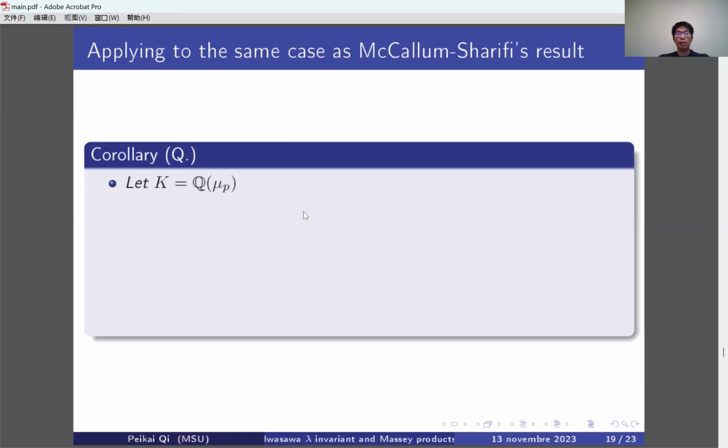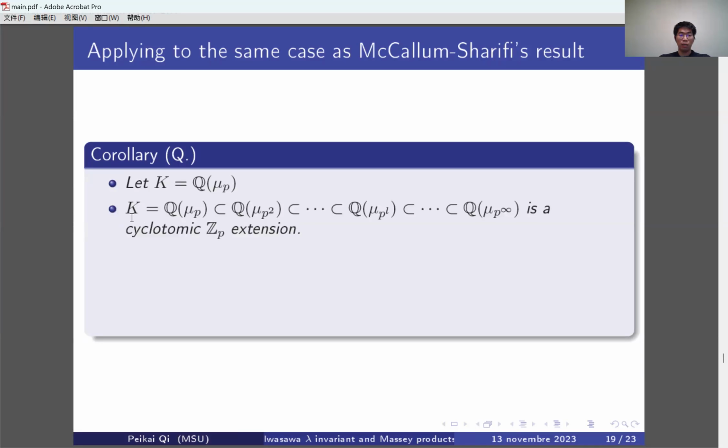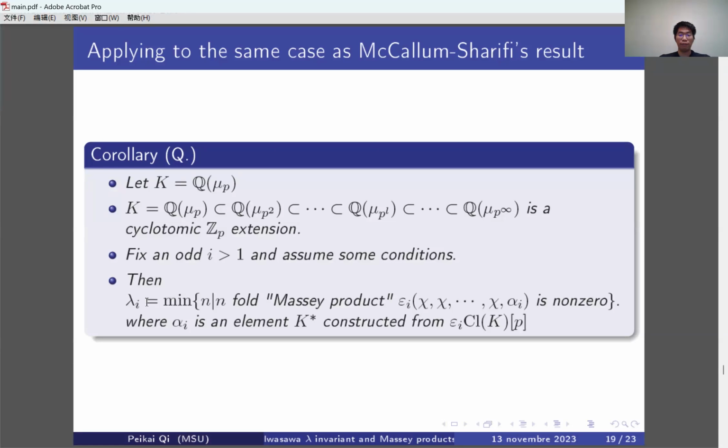And similarly, if we apply the main result to McCallum-Sharifi's result, so recall in their setting, K is Q adjoin p-th root of unity. And you can keep adjoining p-power roots of unity, and you have a cyclotomic Z_p extension. And if you fix the i and some other condition here, this is the same condition as in the McCallum-Sharifi result, the same condition in the classical setting. And we can have lambda_i is the minimal n such that the Massey product is non-zero. And this alpha_i is the same alpha_i as before, constructed from the class group. These pieces corresponding to these pieces.